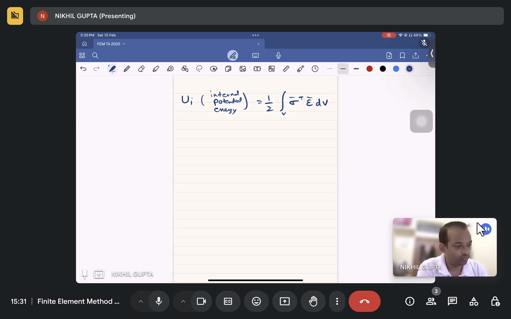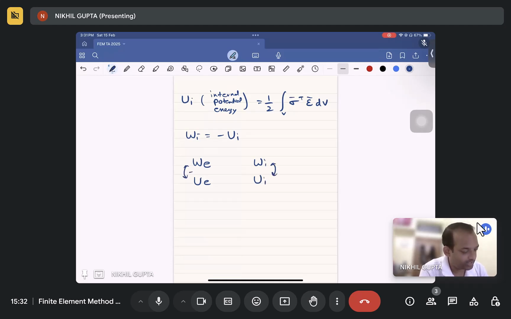Now if you want to calculate internal work done, that will be equal to minus of Ui. So now you have two terms: external work done and external potential energy, and internal work done and internal potential energy. These two are related by a minus sign. Now we have to get the other equations, how that formula came.